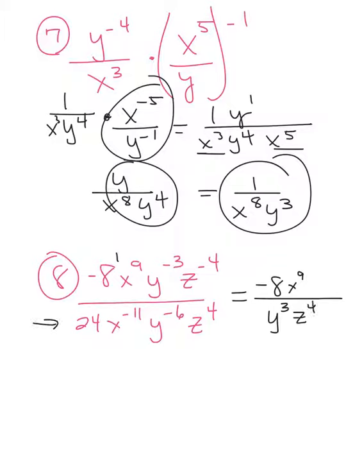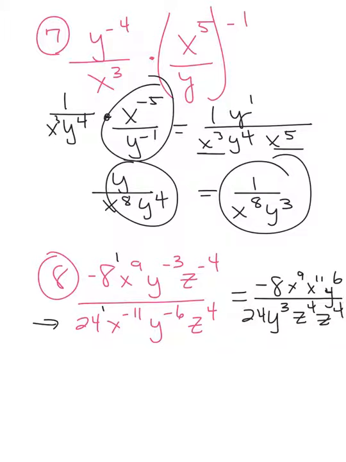Now look at my denominator. That 24 again is 24 to the first power. My coefficients usually go up front, so I'll leave it there. That's fine where it is. X to the negative 11th, because the other side of the dividing line becomes positive. Y to the negative 6, again, other side of the dividing line, and becomes positive. And z to the fourth is positive, so it's fine where it is.